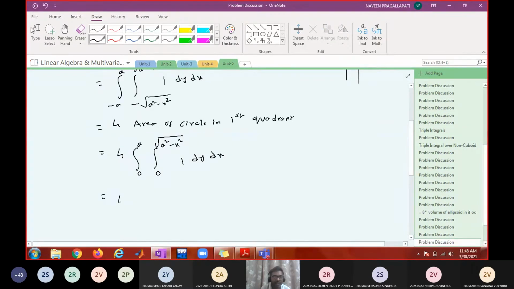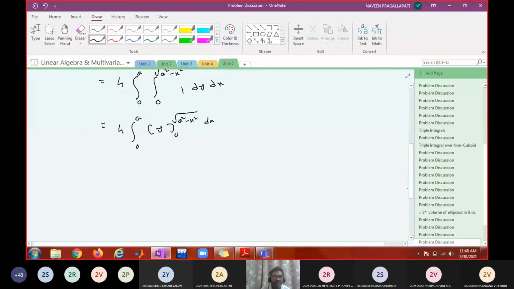Okay, so this can be written as 4 times the integral from 0 to a, whatever the formula, x by 2 root of a square minus x square plus a square by 2 sine inverse x by a, from 0 to a. Sorry. I think integration of 1 is only y, right? The limits from 0 to root of a square minus x square dx. Now apply this integration. This is 4 times the integral from 0 to a of root of a square minus x square dx.